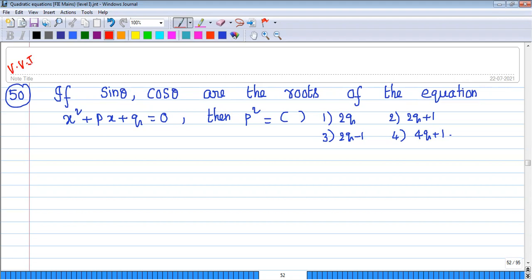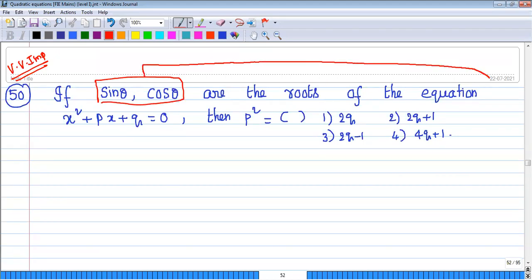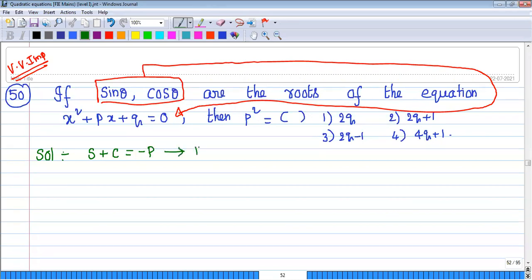This is very, very important. Instead of alpha, beta, sin theta, cos theta are given as the roots of this equation. Now we can write sin theta plus cos theta is equal to negative p, say equation 1, and sin theta into cos theta is equal to q. Generally, in place of sin theta, I take s, and cos theta means c.